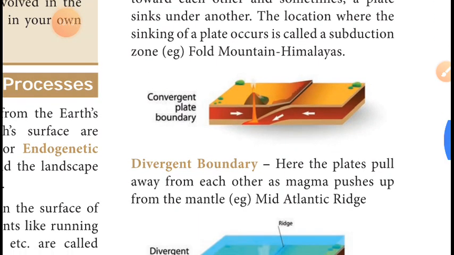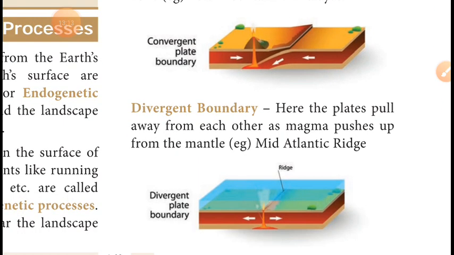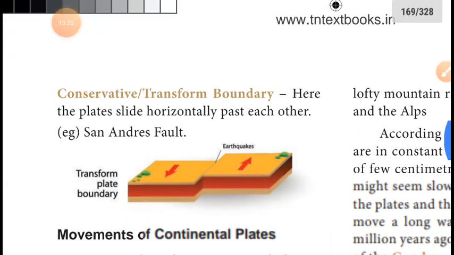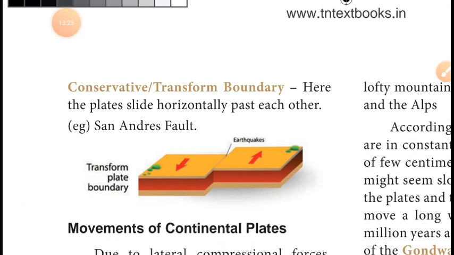Second type, divergent boundary, means plates pulling or pushing away from each other because of magma from the mantle region. That is called a divergent boundary. Example for divergent boundary: Mid Atlantic ridge. And the third one, conservative or transform boundary, means plates slide only horizontally past each other. That is called the conservative or transform boundary. That's all about the types of boundaries.